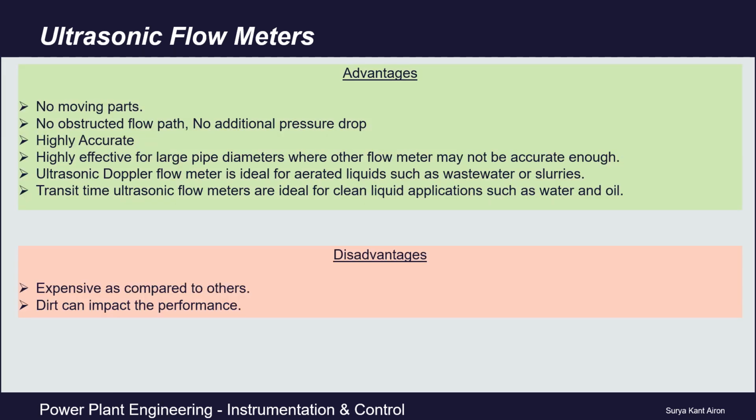Advantages, definitely they have many advantages. They don't have any moving parts, no obstructed flow path, no pressure drop, highly accurate, and highly effective for large pipe diameters where other flow meters may not be accurate enough. Our Doppler type flow meters are ideal for aerated liquids such as wastewater and slurries, whereas our transit time ultrasonic flow meters are ideal for clean liquid applications such as water and oil.